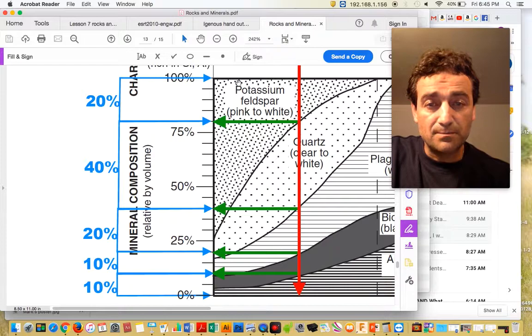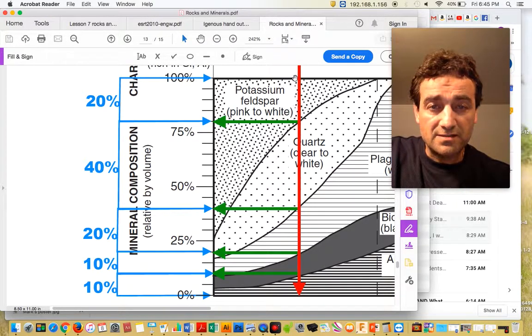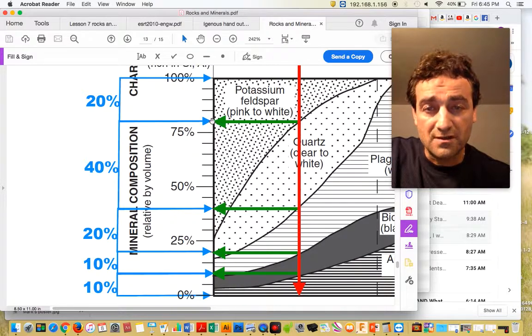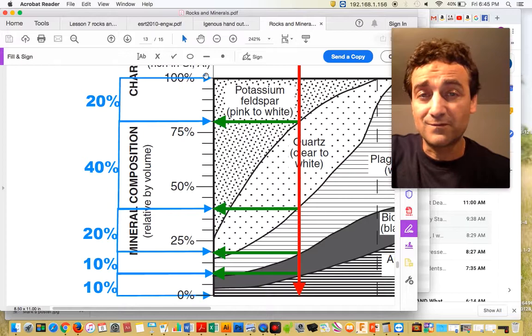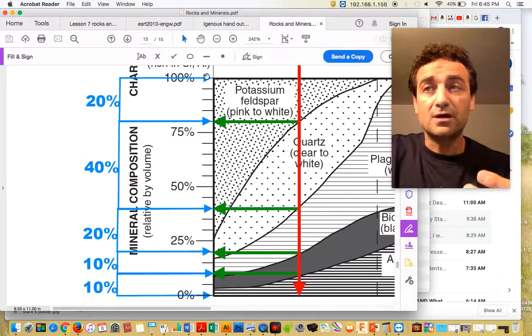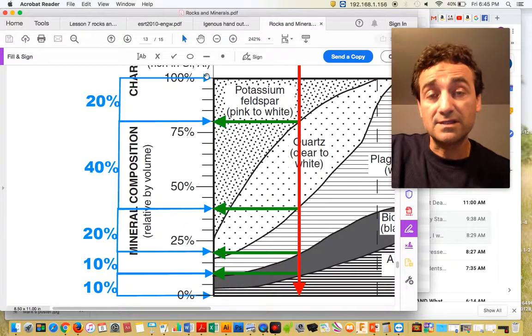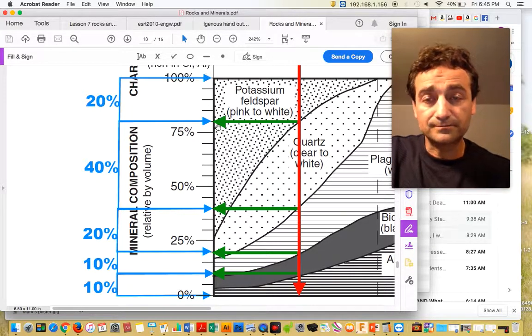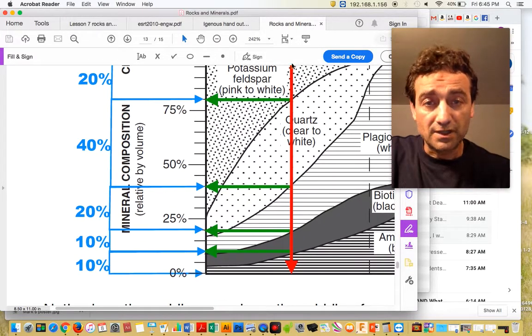Then it touches potassium feldspar here, right? So it starts here and ends here. So potassium feldspar is 5, 10, 15, 20. 20% potassium feldspar, okay? And that's how we figure out how much of each mineral, the percentage, is in each igneous rock. Okay, remember, you draw a line straight down the middle.